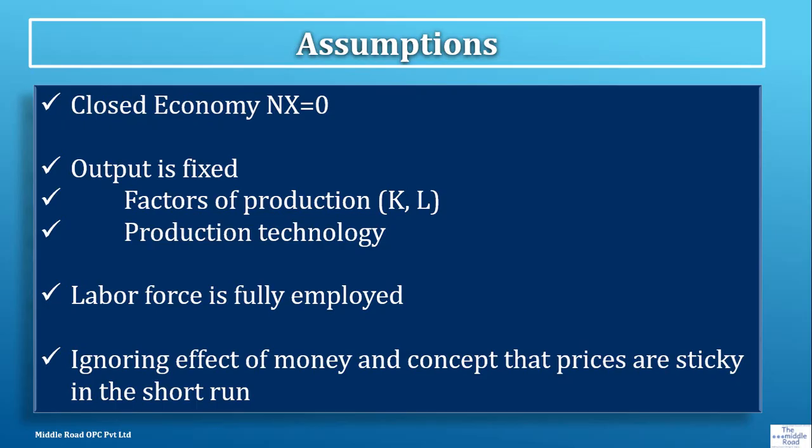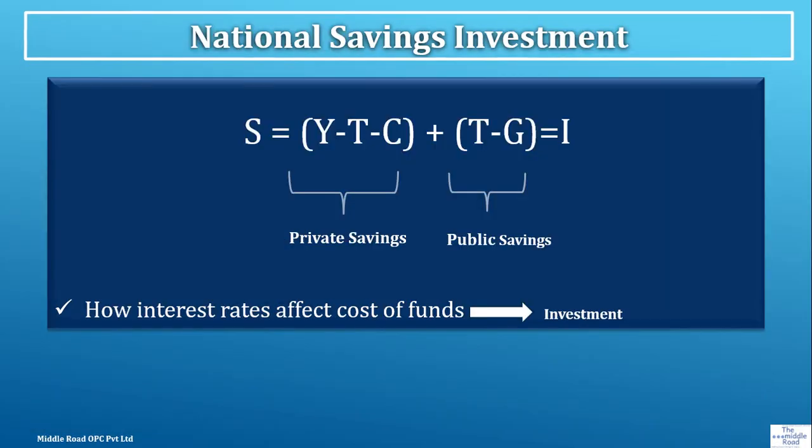the shorter run. Now we have seen the national savings investment equation. We know S is equal to I, and it's a mix of private savings and public savings. Now this we are going to be using again and again. We have already used this in some of the problems, and today we are going to be looking through graphs, so that we drive this concept in a much better manner.